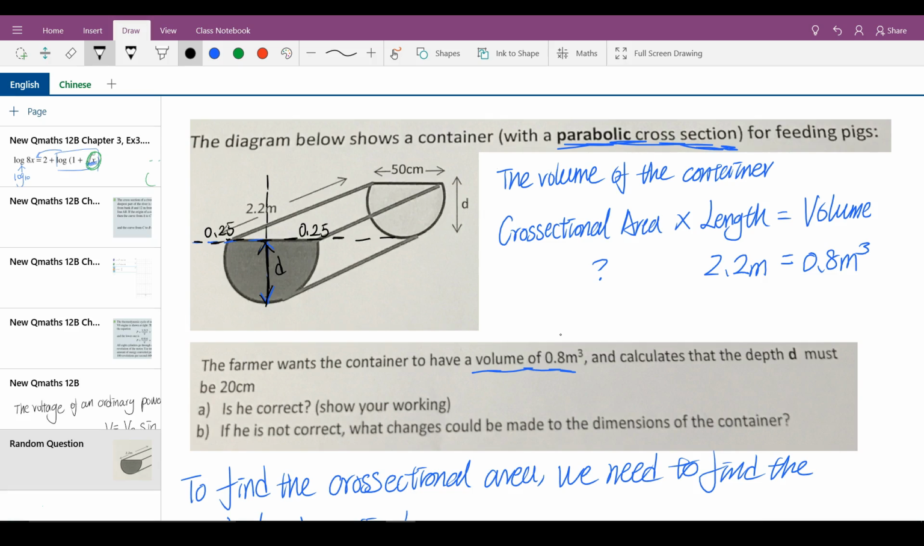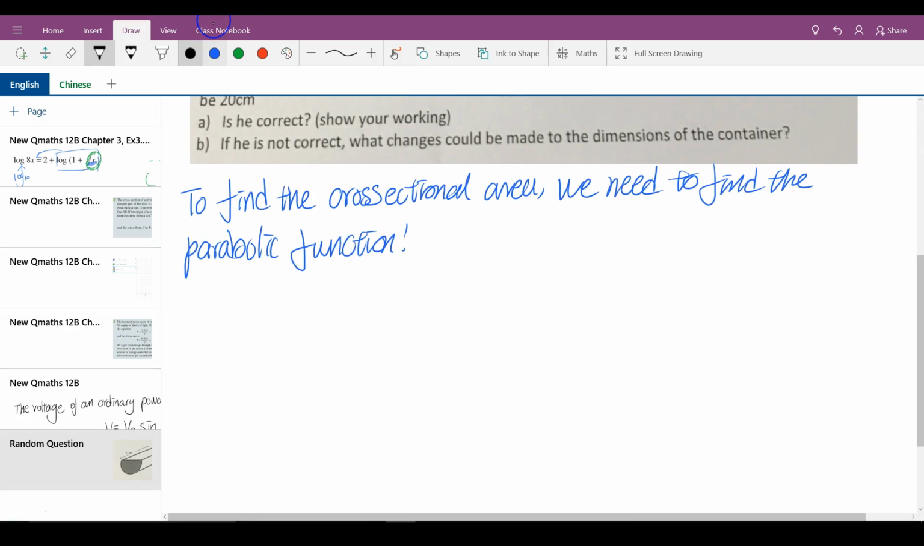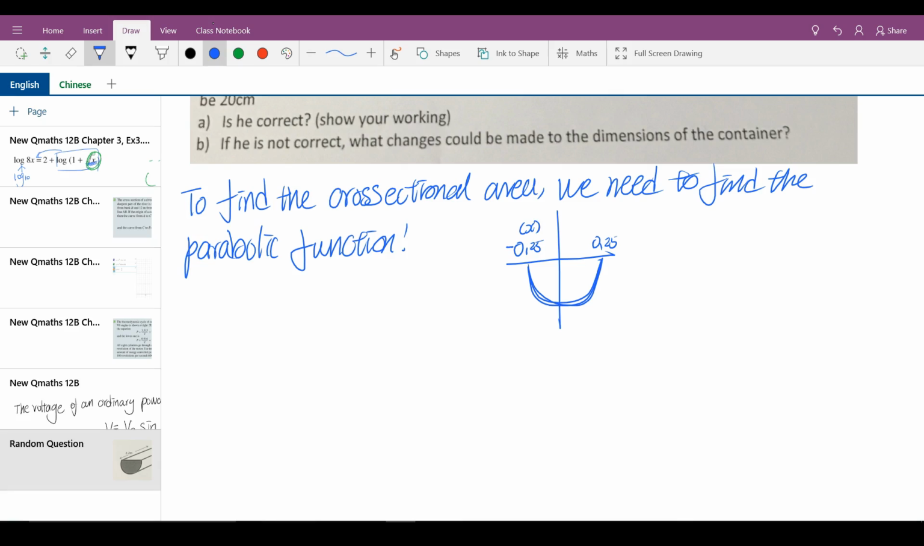And the farmer is assuming that the depth is 20 centimeters, right? So that would be 0.2. So this depth will be 0.2 meters. Rightio. So let me just draw an improper one here. I know it's not very symmetric, but hey, this will have to do. So this is negative 0.25, and this is 0.25. They're both the x coordinate. And this point we know is 0.2, which is the y coordinate. Negative, sorry, in this case, because it's below.